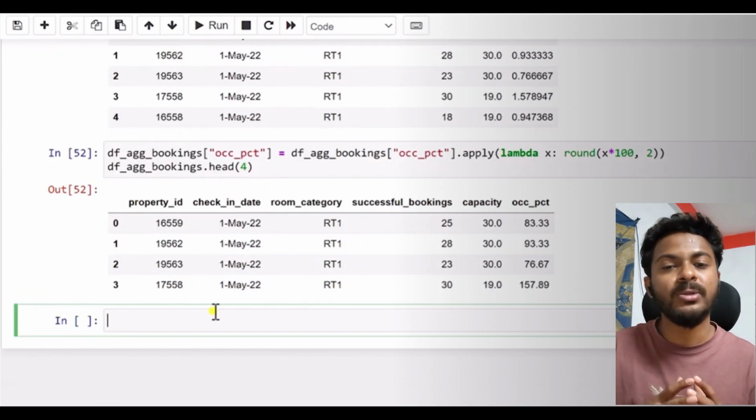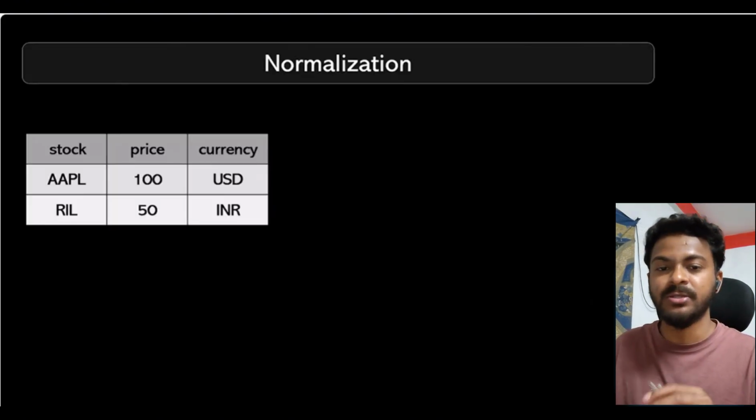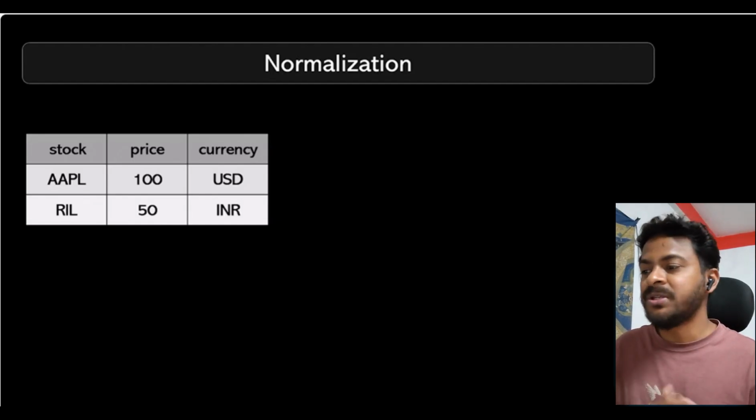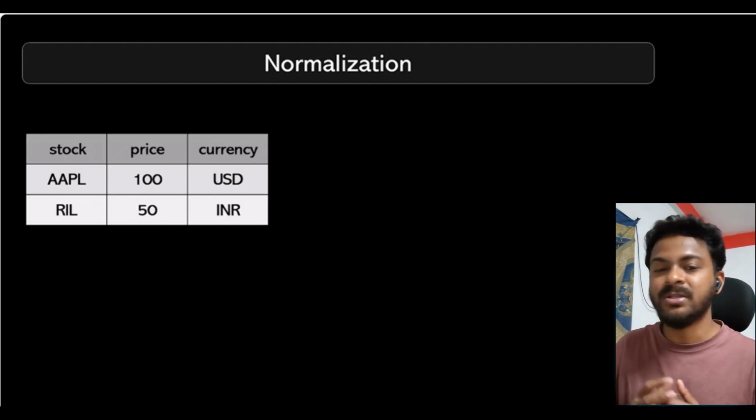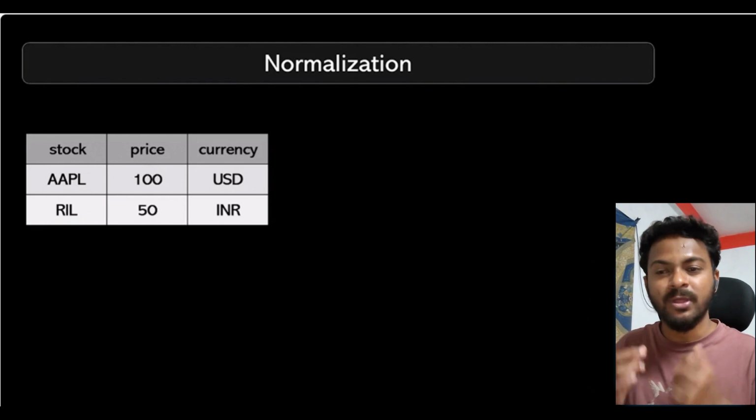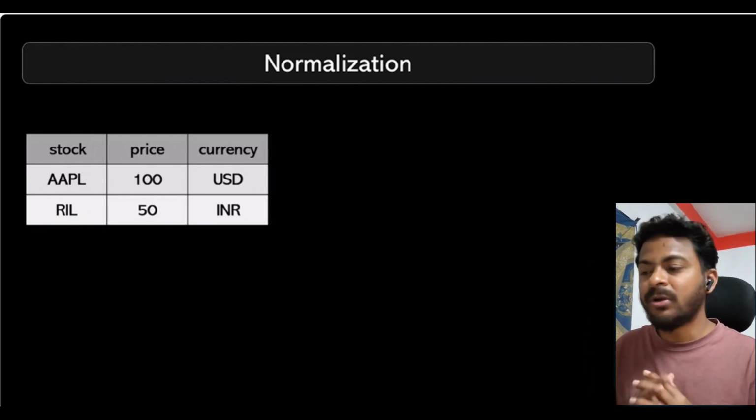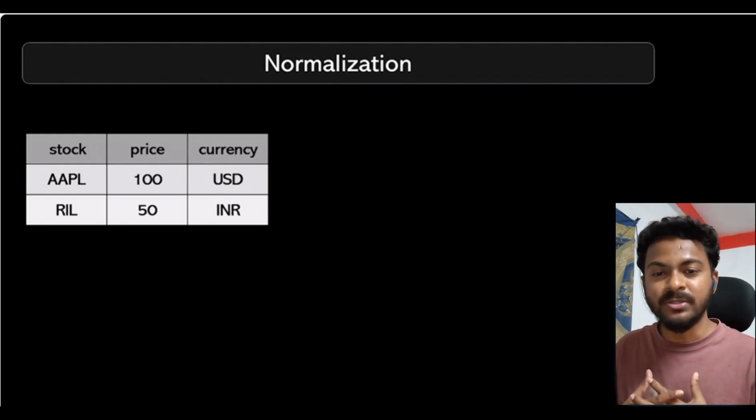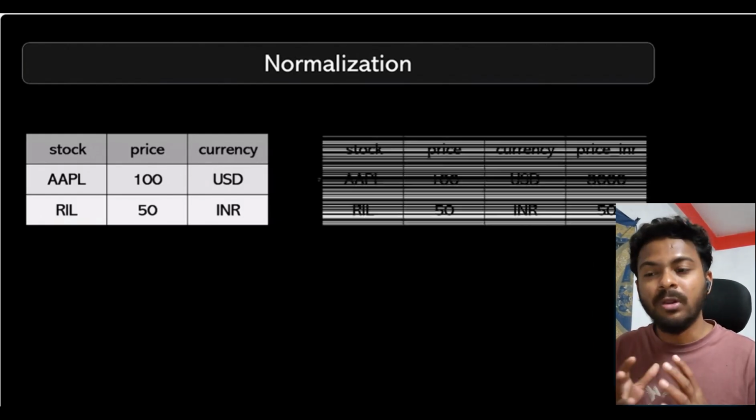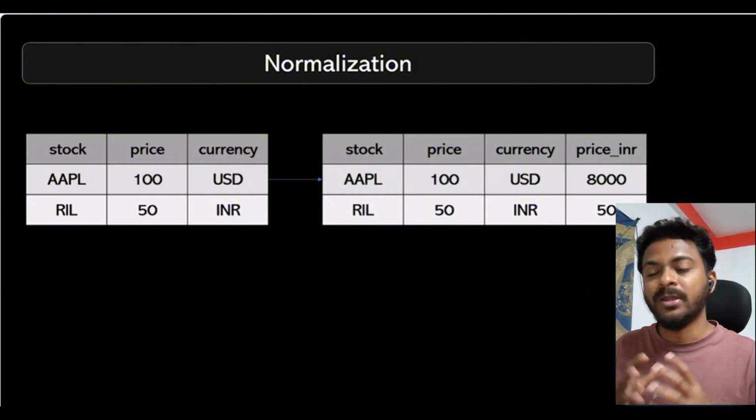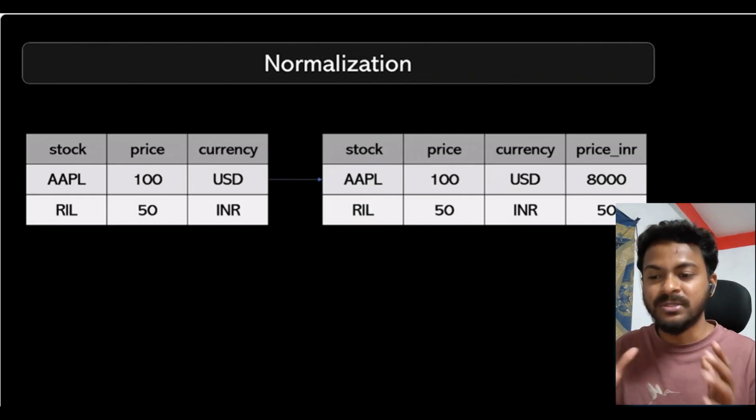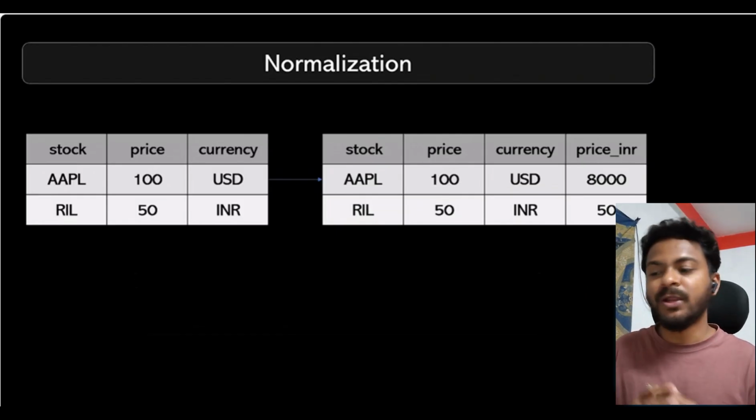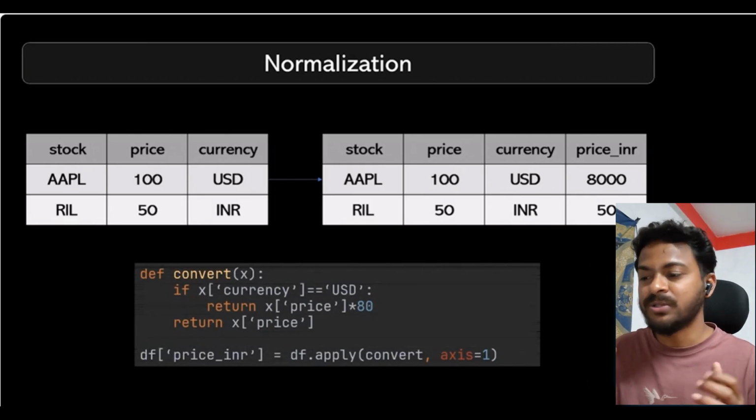Creating a new column is one type of transformation that I did, and another type of transformation could be normalization. So what is normalization here? Here I have stocks with price and currency, but the currency types are different. One is USD, another one is INR. So I cannot compare these two stocks because their currencies are different. What I can do is create a new column called price INR, where I transform the USD price to INR and keep the INR price the same, and this is called normalization. I can do this by using custom Python functions.